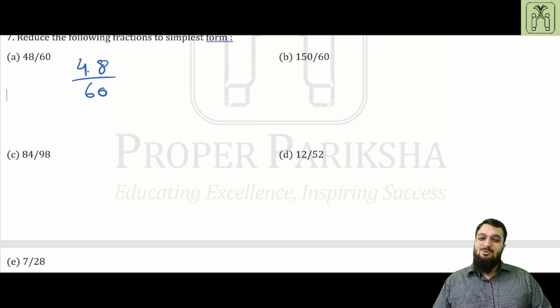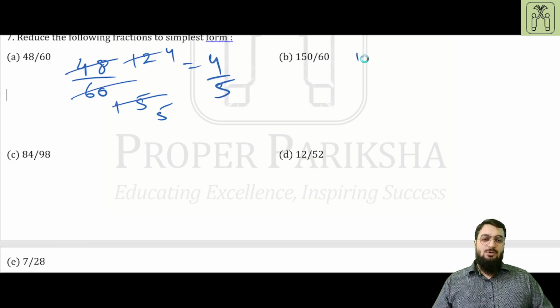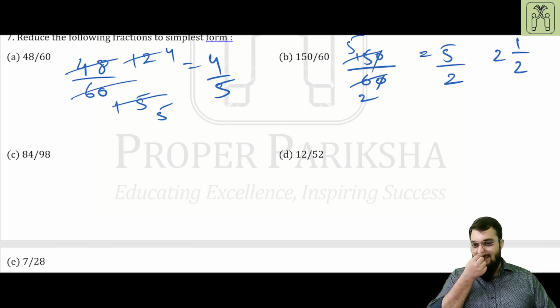Okay, so 48 upon 60, we'll try to reduce it to its simplest form. Let us check with 4. Yes, 4 goes into 48 twelve times, and into 60 fifteen times. 3 goes 4 times, 3 goes 5 times. So there will be 4 upon 5. Next, 150 upon 60. What will this be? The 0 will be cancelled: if you divide by 10, it becomes 15 upon 6, and then dividing by 3, it will be 5 upon 2, or 2 and 1 upon 2 in mixed form.